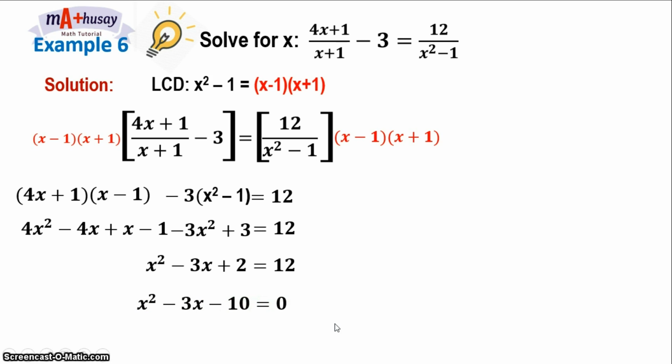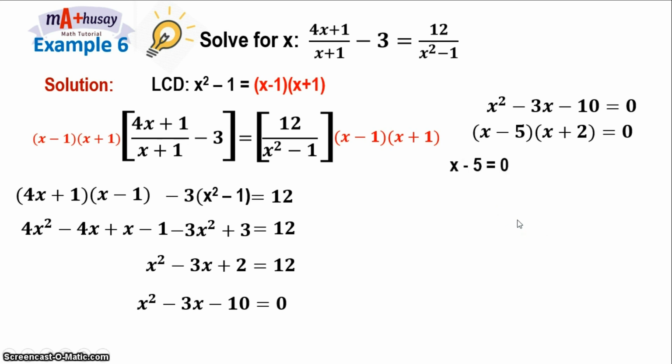So, pwede na nating i-factor out ang quadratic equation na ito. So, ang factor ng x squared minus 3x minus 10 equals 0 ay x minus 5 times x plus 2 equals 0. Right? So, following the zero product property, so to solve for x, so we have x minus 5 equals 0. Ang isa naman, x plus 2 equals 0.